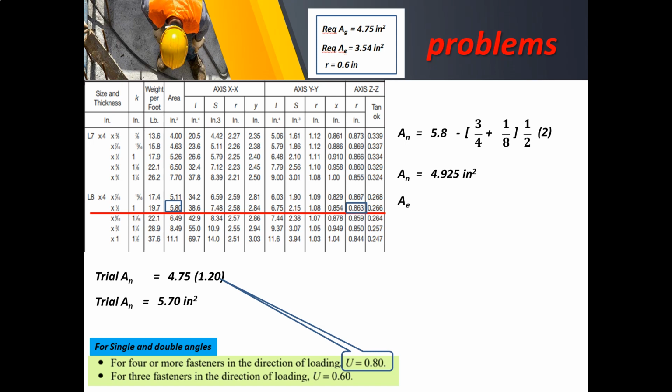And then from that, we get the effective area by multiplying 0.8 to that net area. The effective area now is 0.8 times 4.925. Hence, we will have a value of 3.94 square inches for the effective area. So this time, it's really greater than your required effective area. Hence, we tag that as adequate or okay.